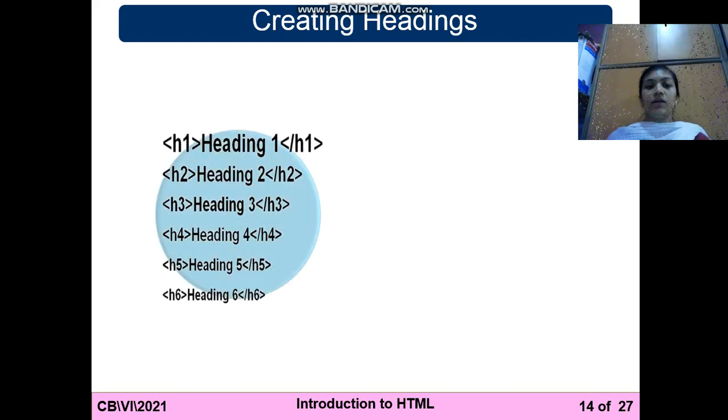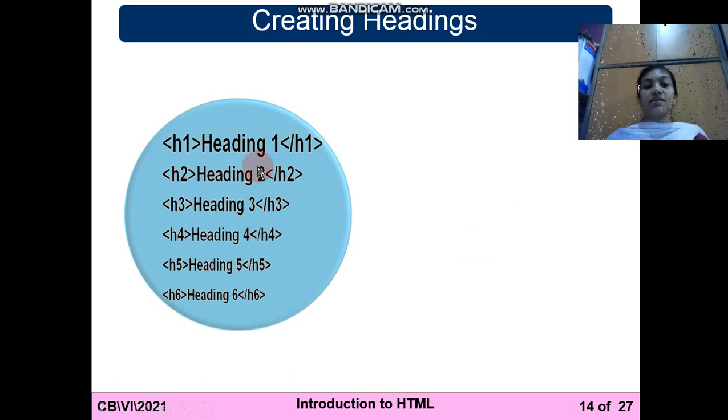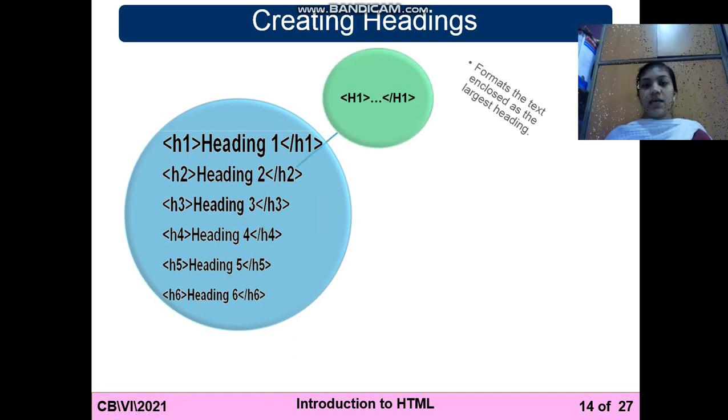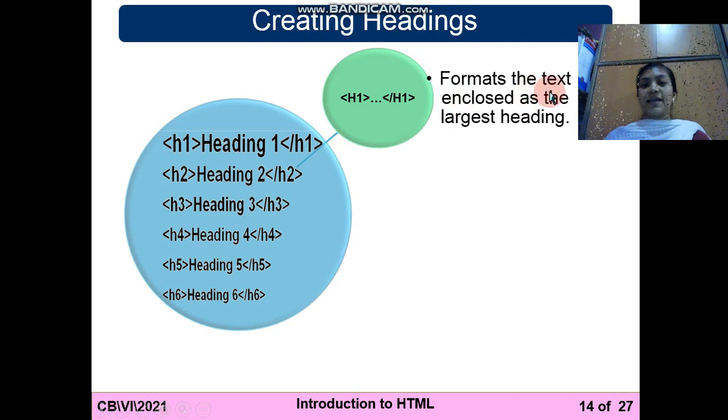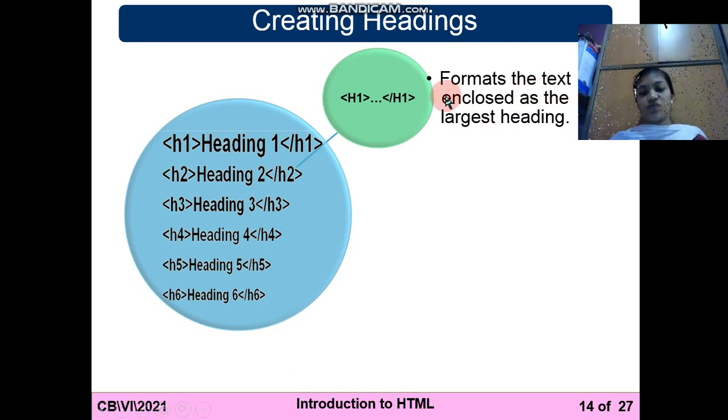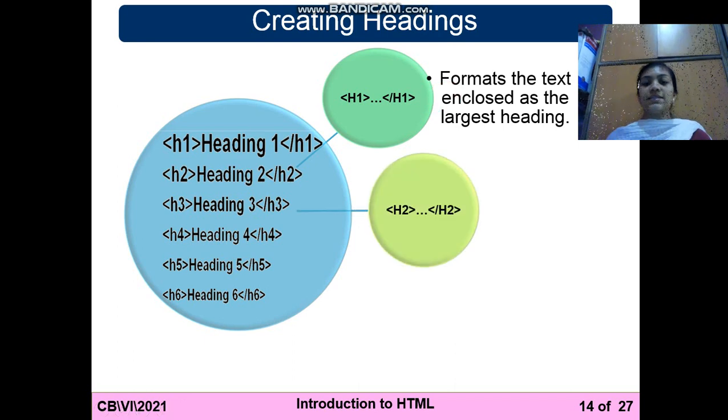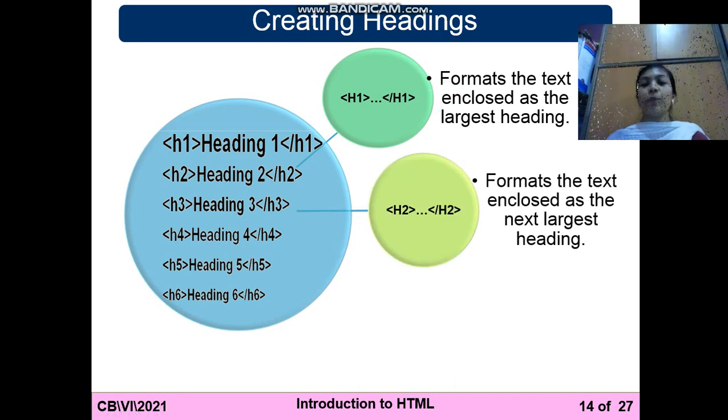First, heading tag. These are the heading tags. There are 6 heading tags. First one is H1, H2, H3, H4, H5, H6. Actually the output is also given to you. Let's see. H1 formats the text enclosed as the largest heading. सबसे बड़ी heading जो होगी वो H1 होगी. Second is the H2. Formats the text enclosed as the next largest heading.